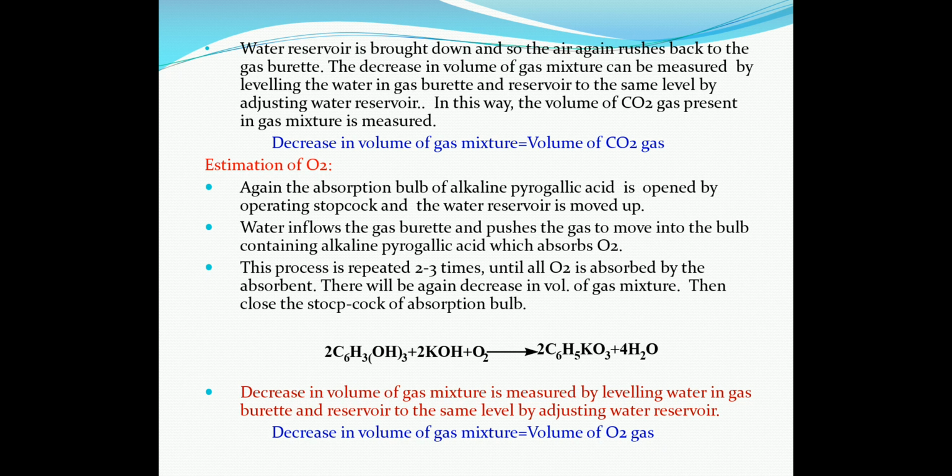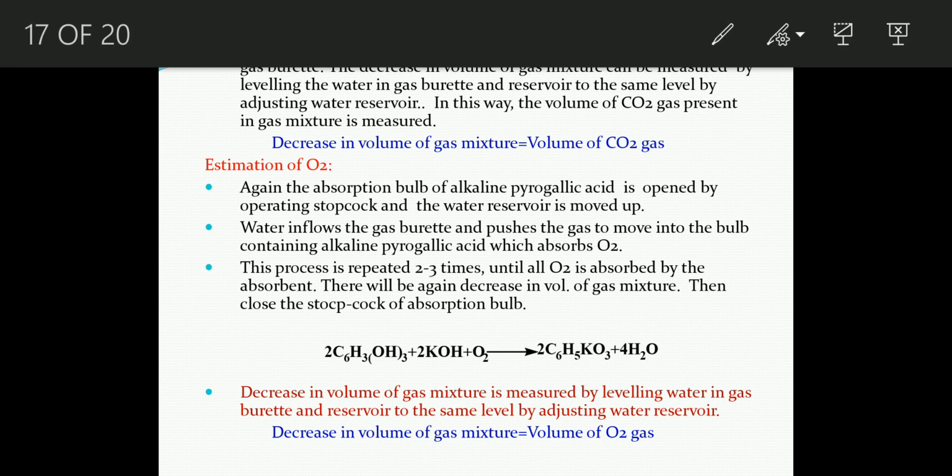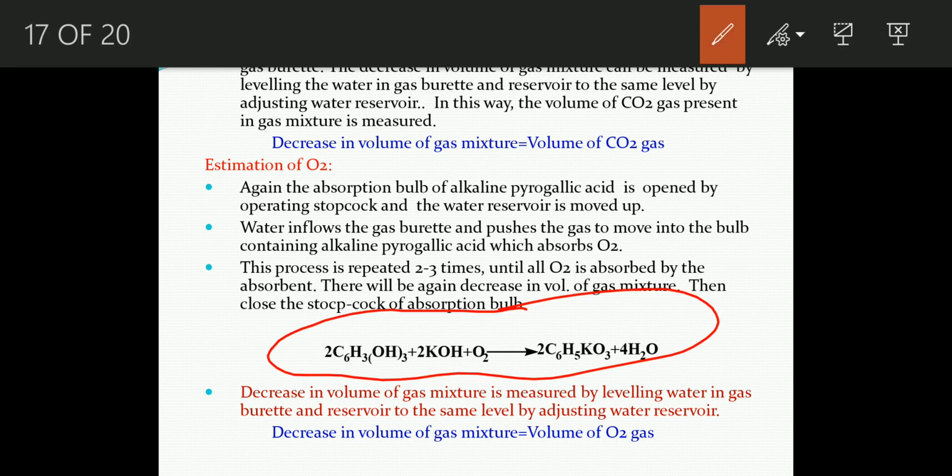Here you can see the reaction. It explains the reaction between pyrogallol. Pyrogallol is nothing but benzene triol. On reaction with potassium hydroxide, it gives potassium pyrogallate, and it absorbs oxygen resulting in water.